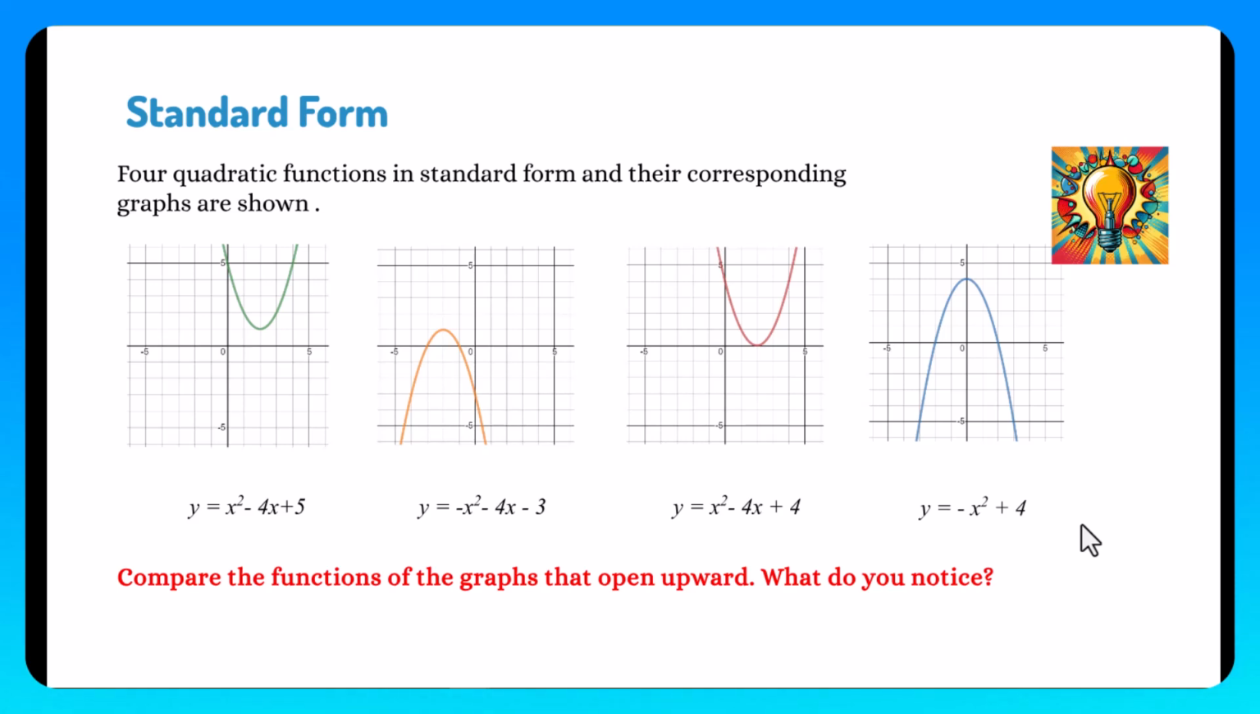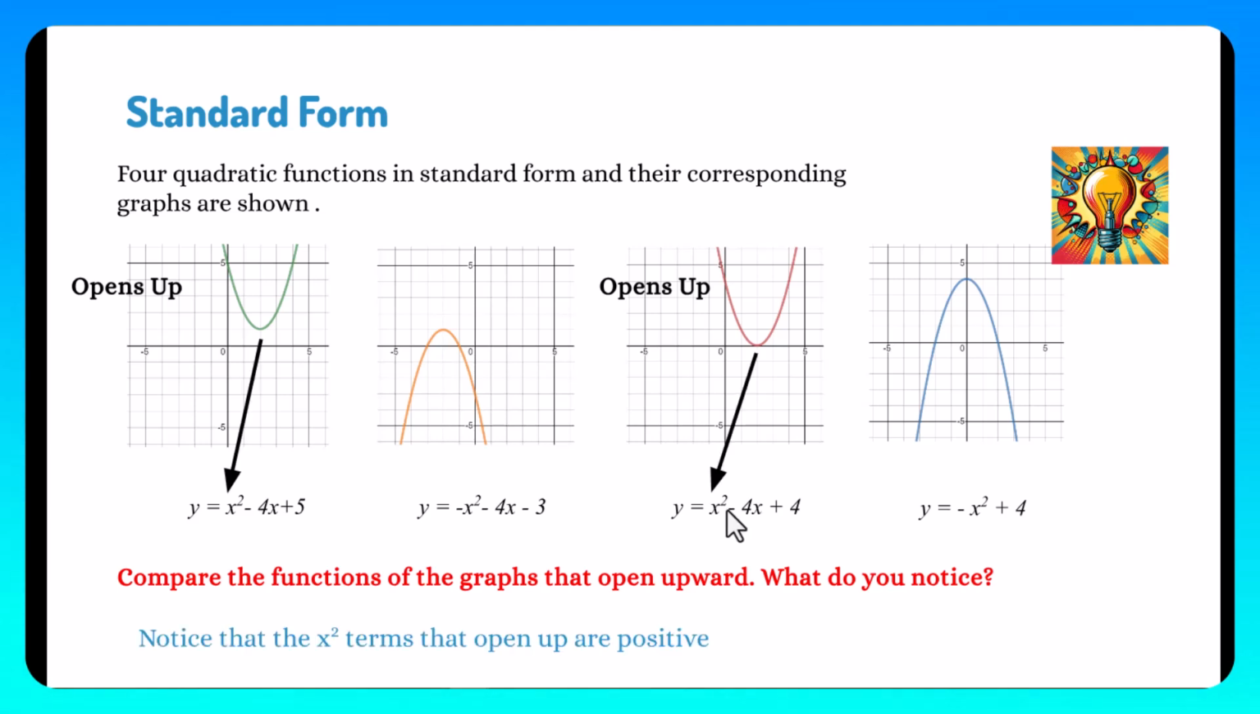Let's look at it again. Here it says, compare the function of the graphs that open upward. Well, the ones that open upward are these two right here. What do we notice about them? Well, looking at the equations, we notice that the x squared terms are positive. In this case, it's a positive 1 in front of both of the x squared terms.